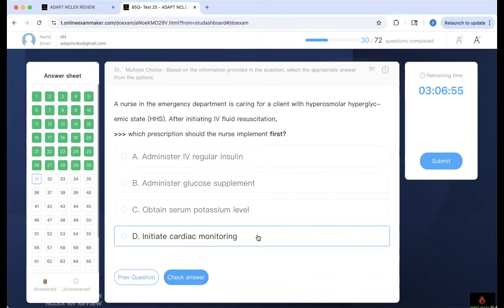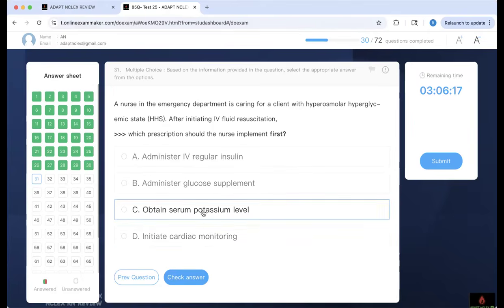And then in the emergency department the nurse is caring for a client with hyperosmolar hyperglycemic state. After initiating IV fluid, which prescription should the nurse implement first? Give IV insulin, administer glucose supplement, obtain serum potassium level, initiate cardiac monitoring. This is a critical thinking question. If you miss it, it's okay. I will tell you what mistake you make, so next time you don't do that. But stop the video, pick your answer. Question 31. Let me know what you select. It's critical thinking. You pick your answer?